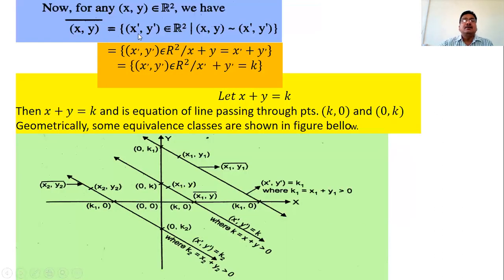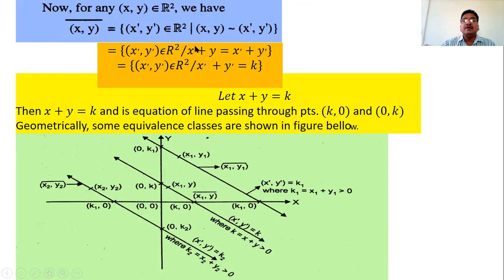And then what is the equivalence class? This is the equivalence class: (x, y) is related to (x dash, y dash), or (x dash, y dash) is related to (x, y). It is the set of ordered pairs from R2 that are related to the element (x, y).